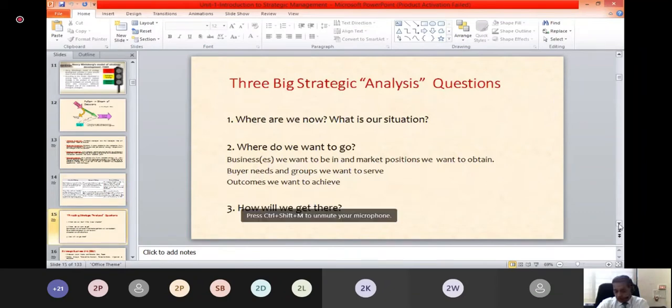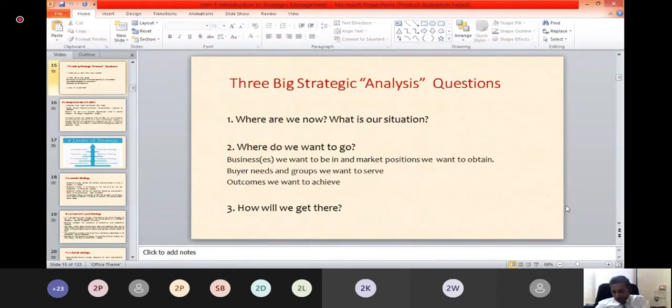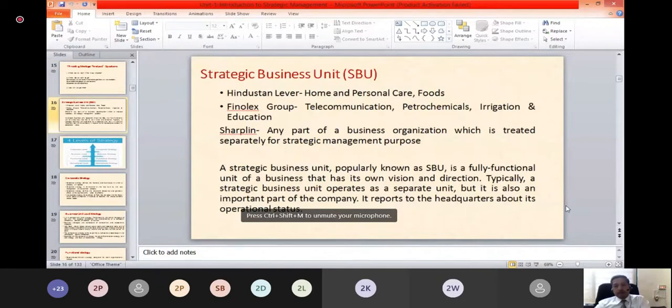Also, we discussed that while formulating any strategy, we have to answer three important questions: first of all, where are we now, what is our situation; where do we want to go; and then how will we get there. If we answer these three questions, the formulation of strategy becomes easy. We also saw the definition of the term SBU, strategic business unit. It is a fully functional unit of a business that has its own vision and direction.